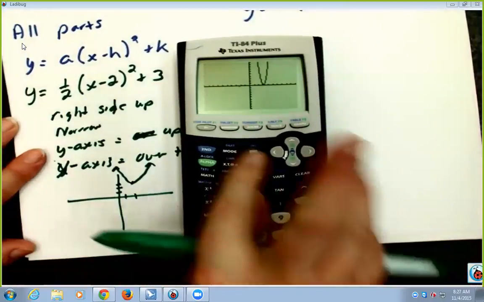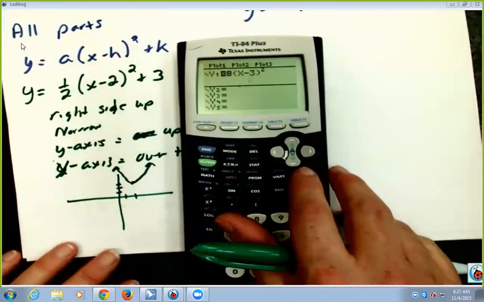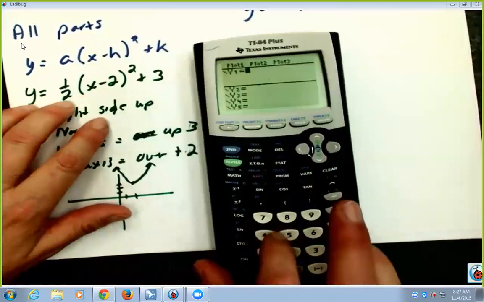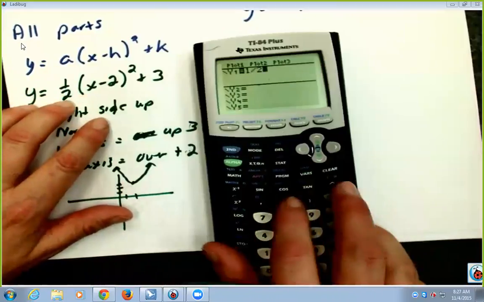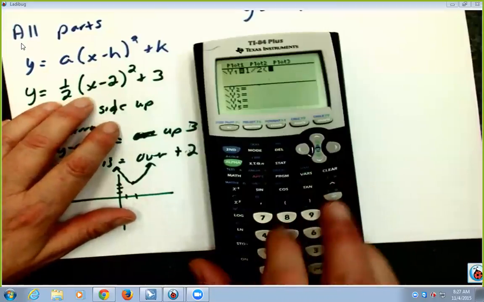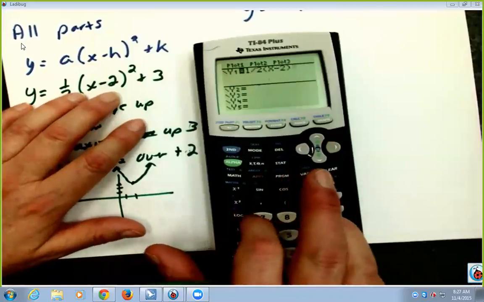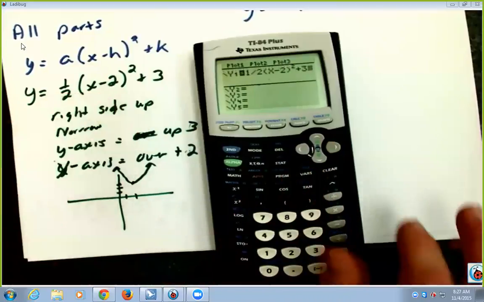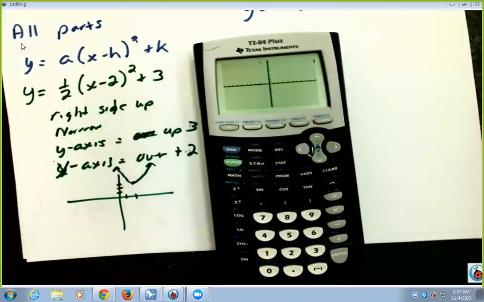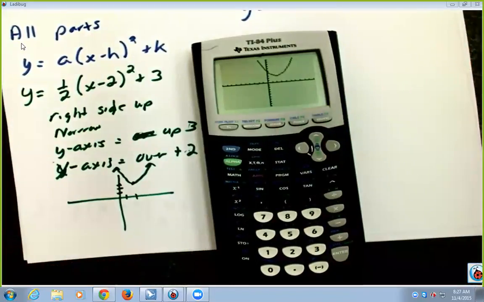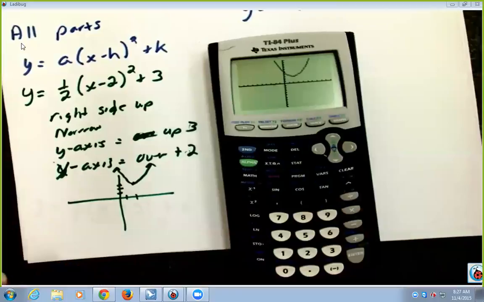So if we put it on the graph, let's just see if we got out of here what we needed. What we ended up with is 1/2 (x - 2)^2 + 3. Now if I hit graph, it's going to show me what that graph does. That graph comes down here and goes up. So now there's what the shape's going to be. I've got my shape in there of what's taking place with this.